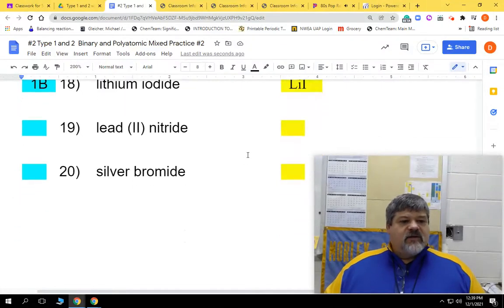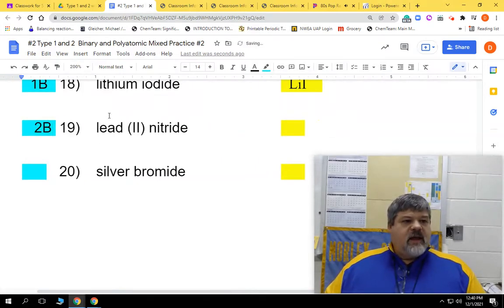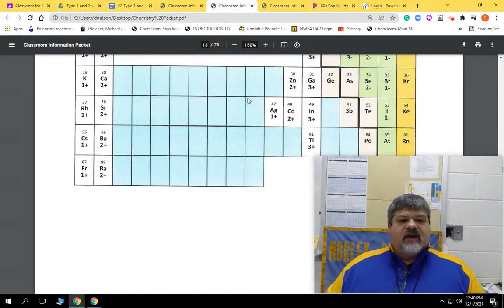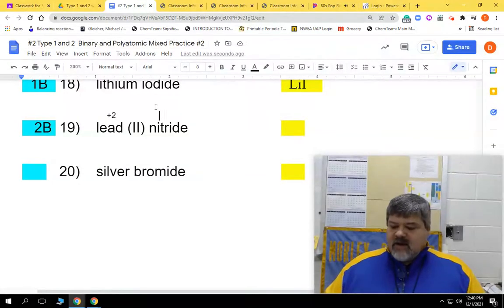Okay, let's go ahead and do the one right below it, number 19. I have lead nitride. Well, we know that it's type 2 because of the Roman numeral, and it ends in -ide. Nitride is nitrogen, so we know that that is also binary. Okay, so we're going to go ahead and put our charges above each one. So lead is a +2, and then nitride, let's go to this here, nitrogen is a -3. So we'll go back here and put a -3.